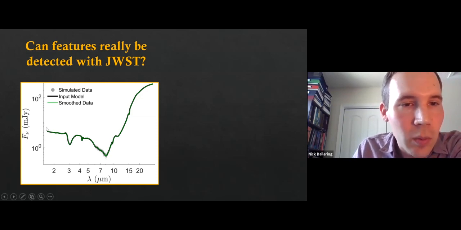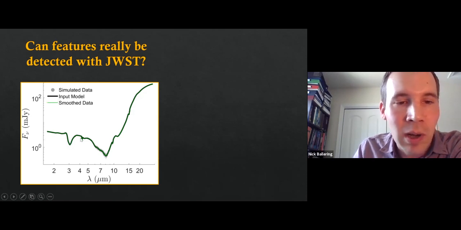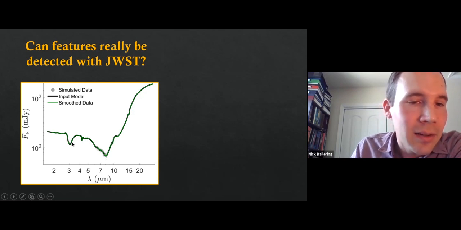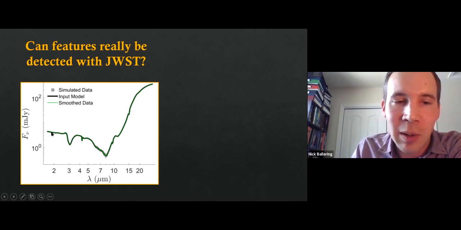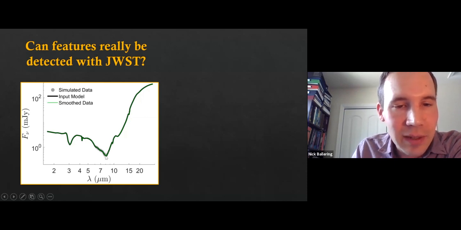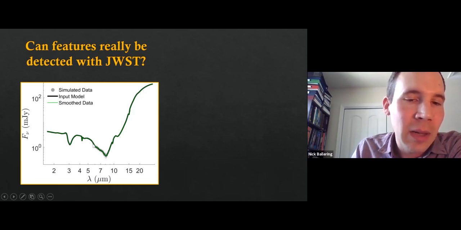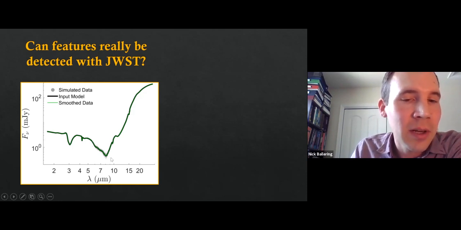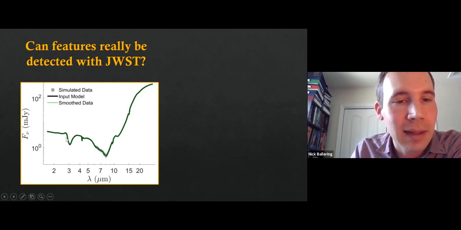And the input model here is shown in this black line. And again, you can see the features we've been talking about: water, CO2, methanol. And the overall brightness here is about on par for a typical edge-on disk, right? A few millijanskys or fainter. These gray points here are what we get out after a couple hours of JWST integration time. These are what we'd expect for the data. And you can see down at the fainter part, you can actually see them. Where the disk gets brighter, they're pretty much hidden behind the black line.